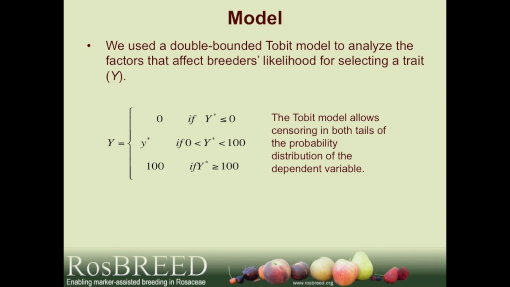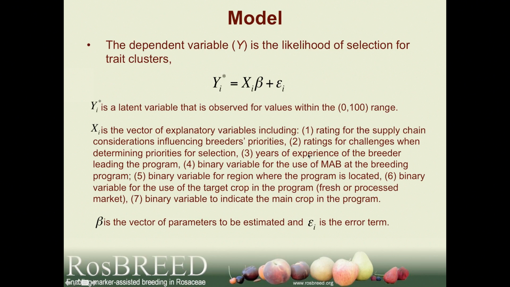Here in this model, Y star is the latent variable. We cannot observe it. So if it's less than 0, the observed Y is going to be 0. If it's over 100, the observed Y is going to be 100. That's the censored part. If it's in between 0 and 100, it's going to be the observed value. The dependent variable is a linear function of explanatory variables.